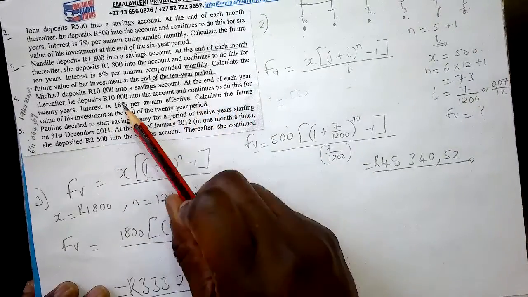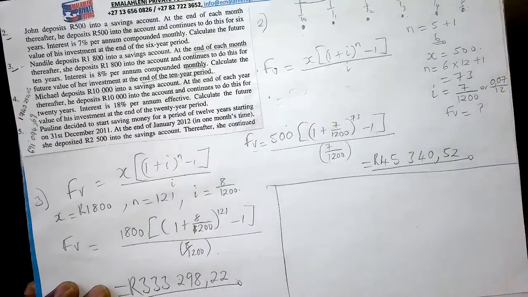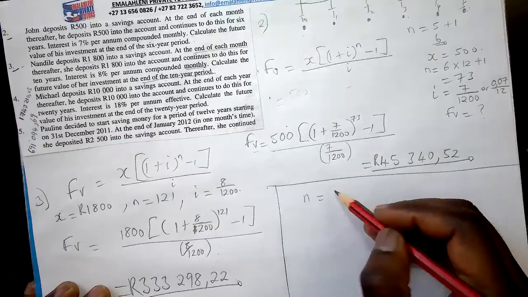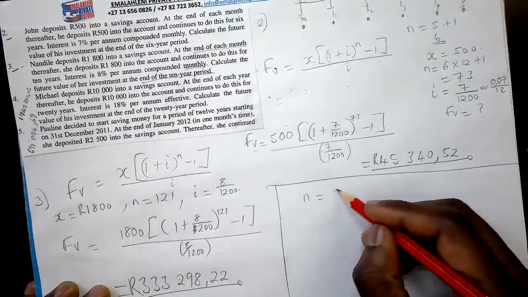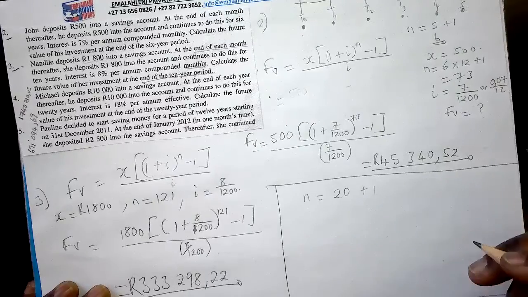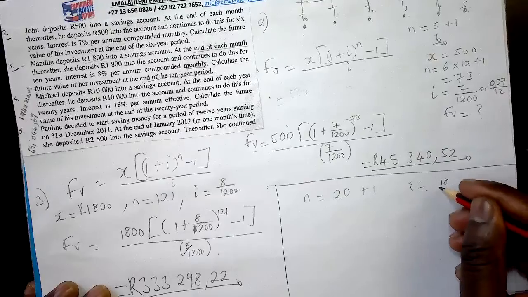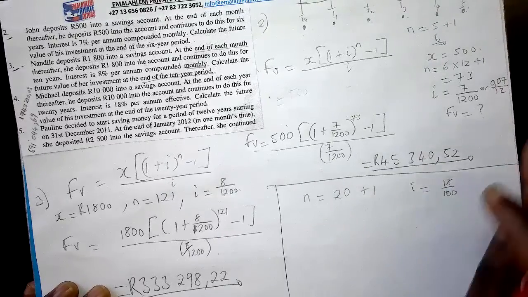Okay, so you must know that N. I'm just going to do this for you, just for you to know that N. Don't forget that your N is going to be equal to what? How many years do we have there? We are told it's 20 years. 20 years plus 1. Your interest is just going to be 18 over 100, because it's per year. We are not compounding per year.